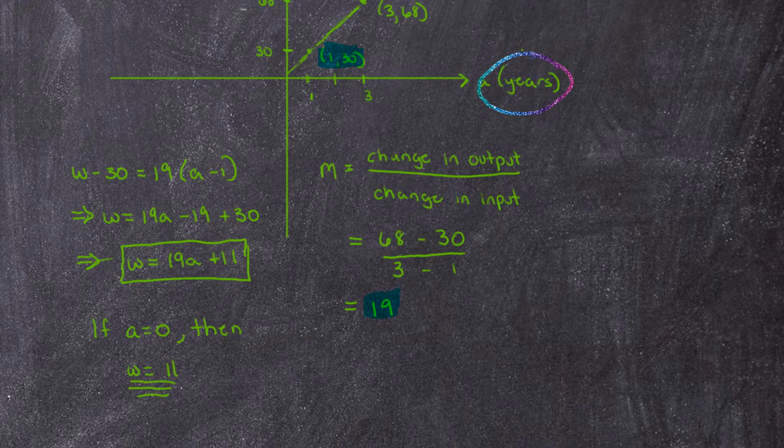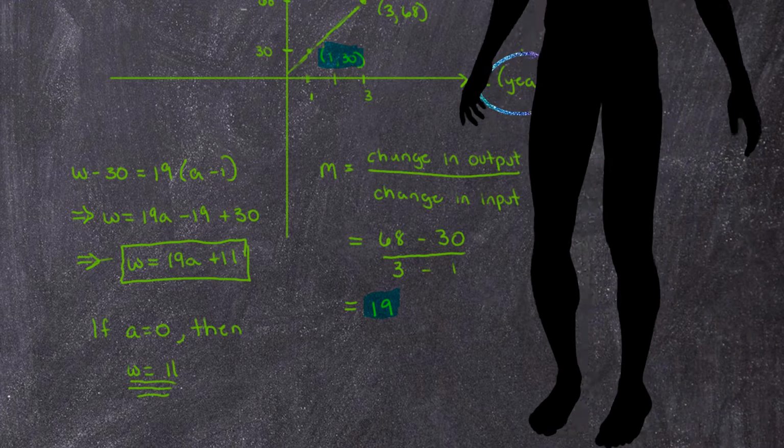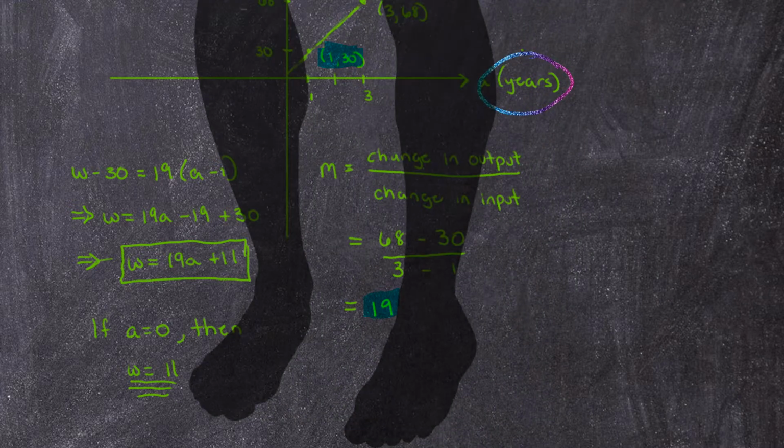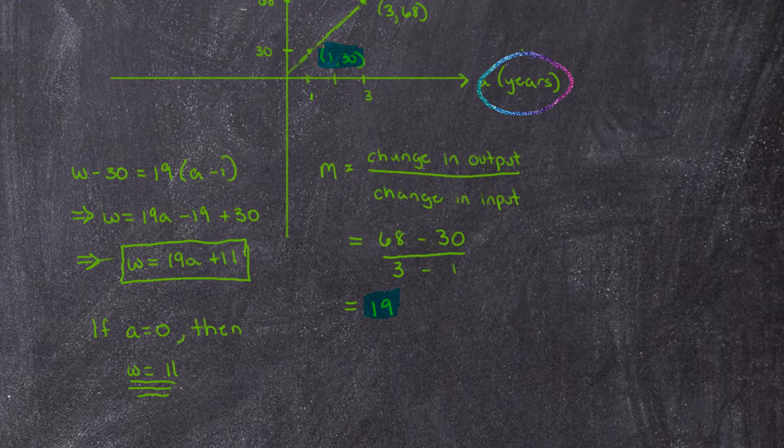Now, to be honest, humans do not grow linearly, so this model breaks down pretty quickly. And no, I actually did not weigh 68 pounds at 3 years of age, but I did weigh 30 pounds at 1 year and 11 pounds at birth.